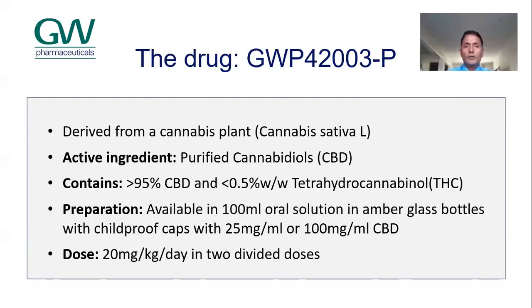Now I am going to discuss the investigational product called GWP 42003P. This is formulated from a derivative of the cannabis plant called cannabinoids, also known as CBD. CBD is the second most common compound found in the cannabis plant. The purified form of CBD is used as an active ingredient in this product, which contains 95% CBD and 0.5% THC. CBD has an anticonvulsant effect with a good safety profile in human beings, and it is available in 100 ml oral solutions.